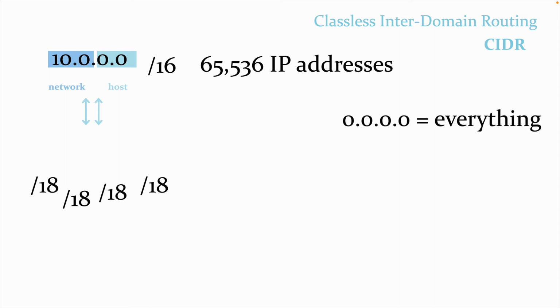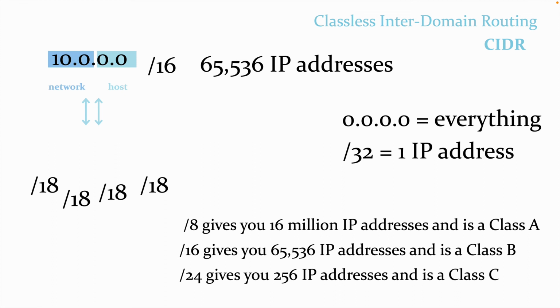Let's also talk about 0.0.0.0/0. This means all IP addresses, and this is the biggest of all the networks. And for your certification exams, you may also see a /32. And a /32 means one IP address. And this is the smallest network possible. A /8 is going to give us 16 million IP addresses, and this is a class A. /16 gives us 65,536 IP addresses. It's a class B. And a /24 gives us 256 IP addresses, and it is considered a class C.